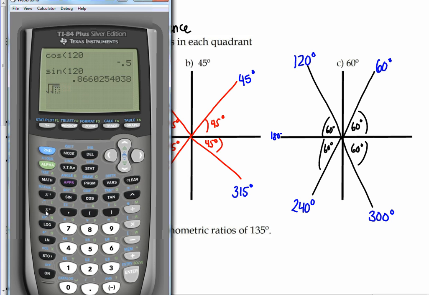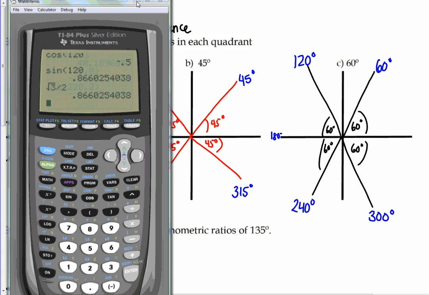Let's try that again. Look how well you can see my calculator. Isn't that awesome? Root 3 over 2. Okay? And so now I know that 0.866, actually I can represent that as an exact value instead of a rounded decimal. And that's why we use our special triangles.